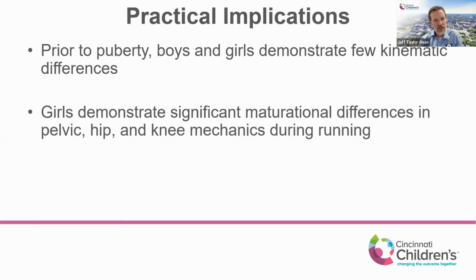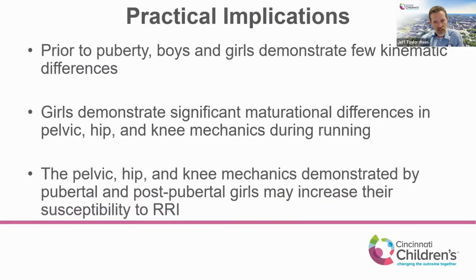Now, girls demonstrate significant maturational differences at the pelvis, hip, and knee during running that males do not demonstrate. And the pelvic, hip, and knee mechanics demonstrated by the pubertal and postpubertal girls may, in theory, increase the risk or their susceptibility to certain running-related injuries. But as Krista mentioned, the only way to really bear this out would be prospective cohort studies to determine risk factors that led a runner to getting injured.